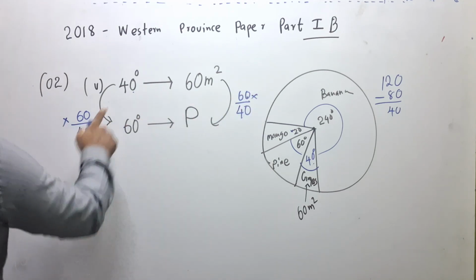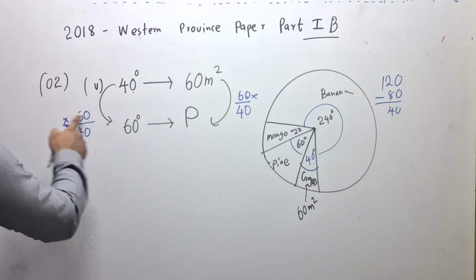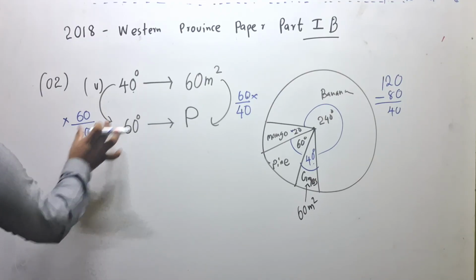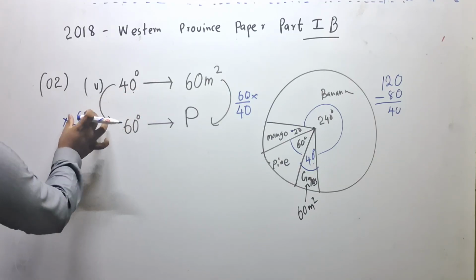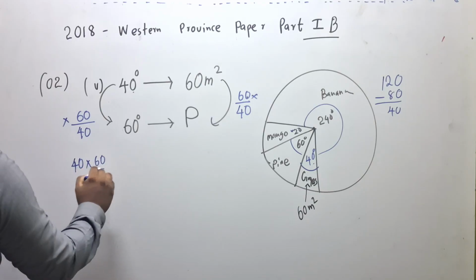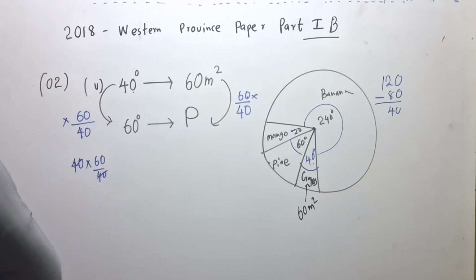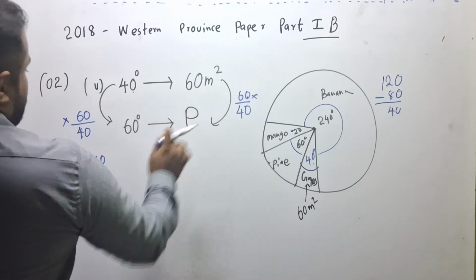What I did was 40 divided by 40 is 1, and 1 times 60 is 60. So I got the value I have to multiply to make 40 into 60. 40 is multiplied by 60 over 40. 40 multiplied by 60 over 40 will give you what? 60. So I input the same multiplication here. Now I can write about P.